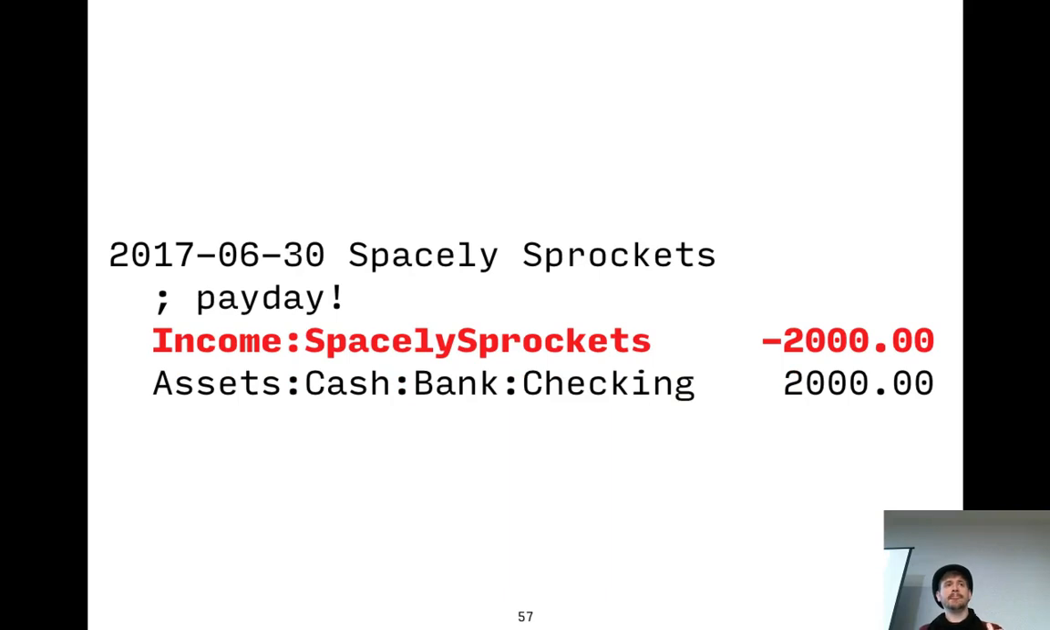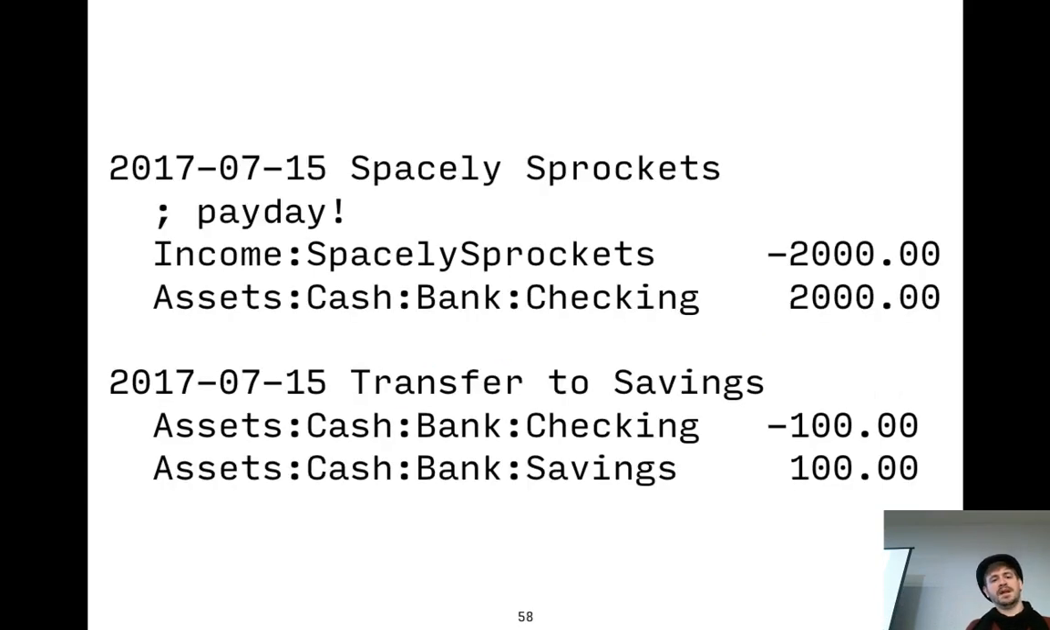A few days later, it's payday. Income goes into a well-named account and the credit goes into her bank account. Why is income debited? Think about it for a second. It's your employer's bank account, so their bank account must decrease as much as yours increases. The next payday, she wants to move some money from checking into savings. Very easy to express. The payee can be your own name or just simply describe the transfer.